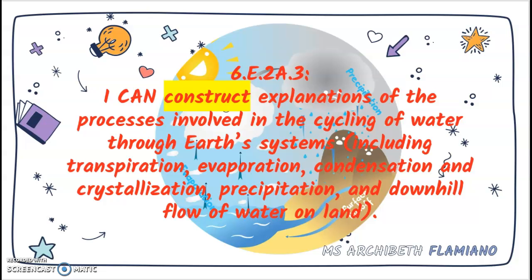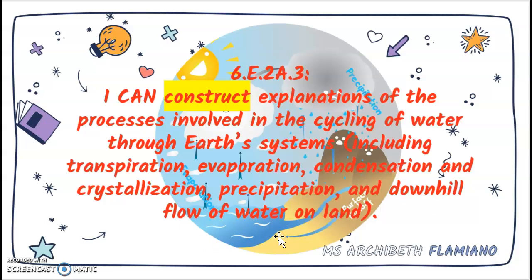For our standard, I can construct explanations of the processes involved in the cycling of water through Earth's systems, including transpiration, evaporation, condensation and crystallization, precipitation, and downhill flow of water on land.